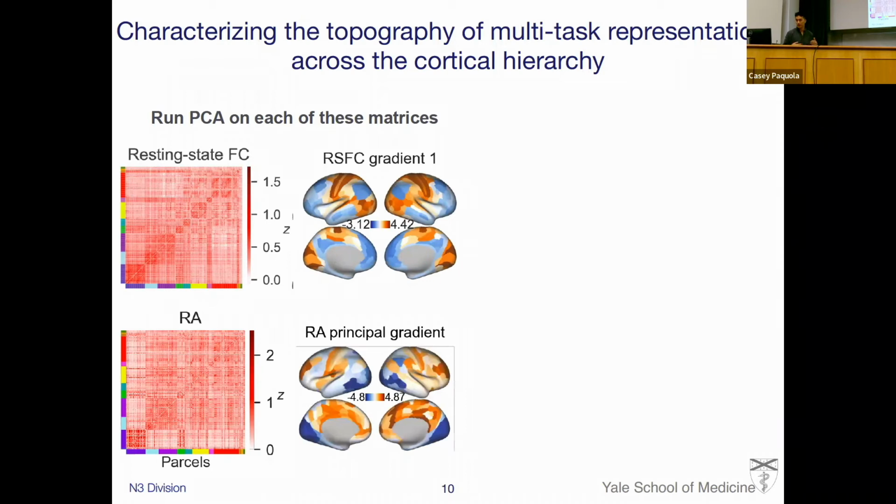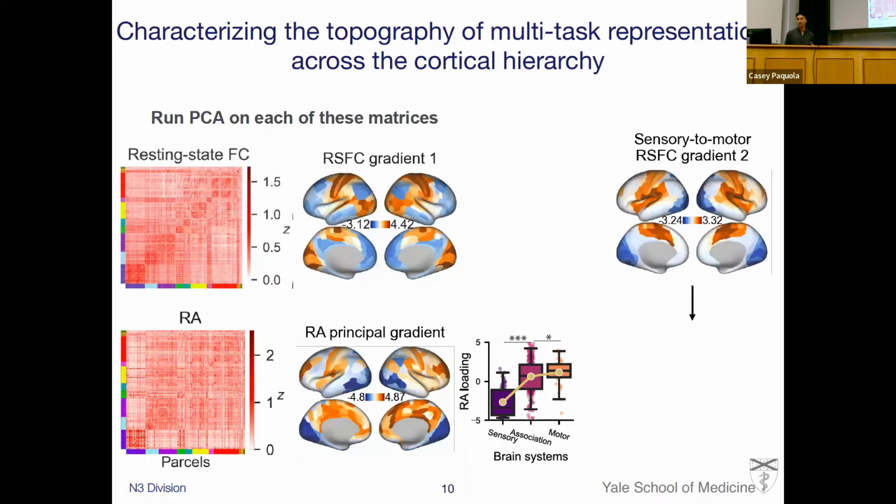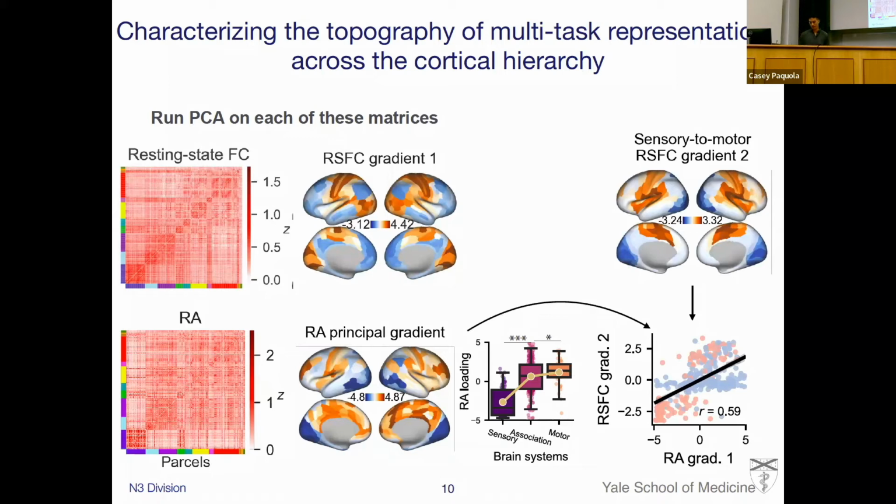And then you can do the same thing for your RSM matrix, but you get a different principal gradient. In this case, you end up getting visual and motor regions on opposite ends of this axis. You can group large swaths of cortex together into sensory, association, and motor areas, and you see that the loadings map onto these systems in a monotonic way. This looks more similar to the second component of resting state FC, which maps a visual to motor gradient. So we computed the similarity of these two brain maps, and the correlation was fairly strong, R of 0.9.